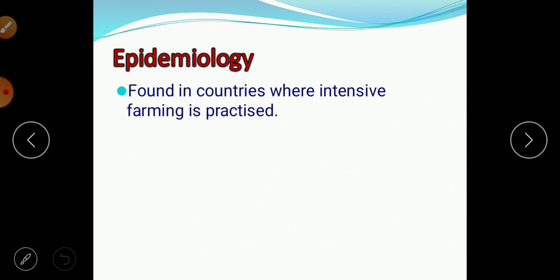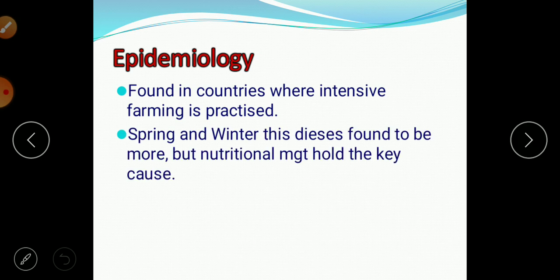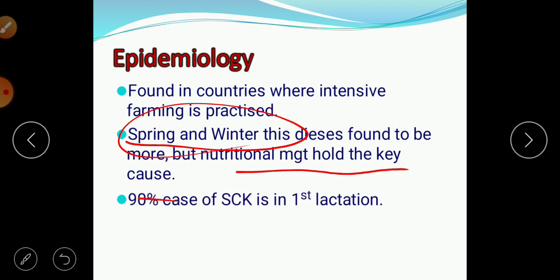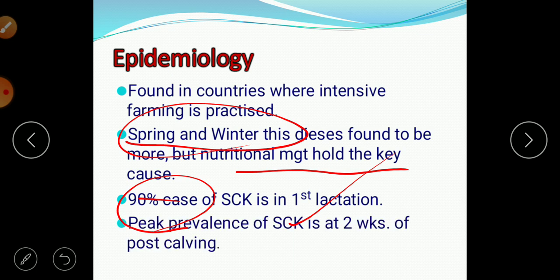So what are the epidemiological features we see in countries where intensive farming is practiced? In spring and winter seasons the disease prevalence is more, but nutritional management holds the key cause. In 90% of cases of subclinical ketosis, fresh lactation animals are more susceptible. The peak prevalence of subclinical ketosis is within 2 weeks post calving, around 14 to 21 days.